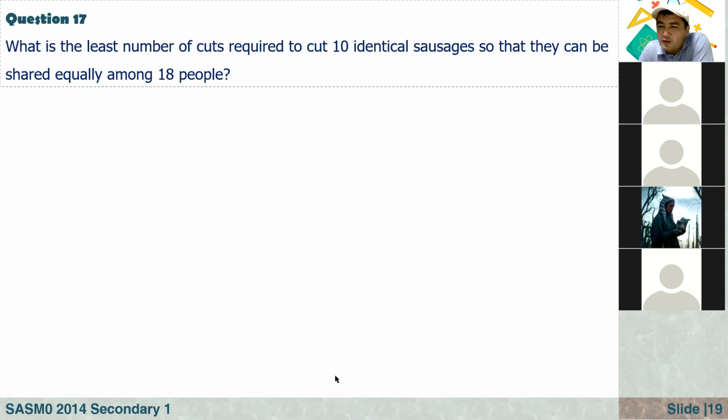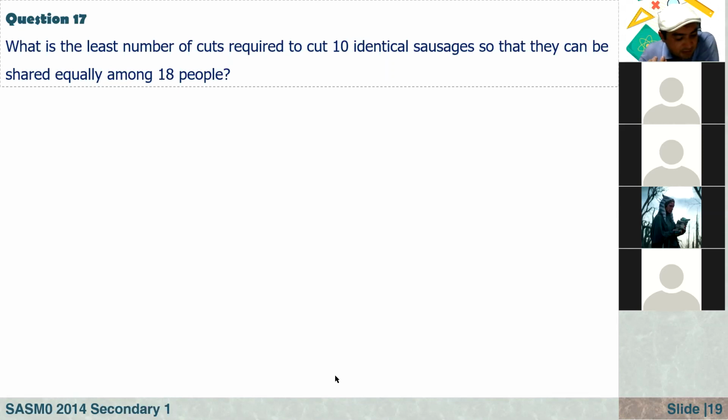You will surprise me if you actually prove that with 3 cuts, you can share these 10 identical sausages among 18 people. Is the answer 9? Actually the answer is 5. Celine's answer is correct, but I just wonder how she guessed that it is 5. I just guessed the number.